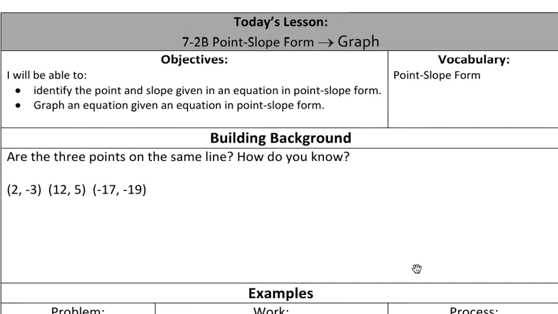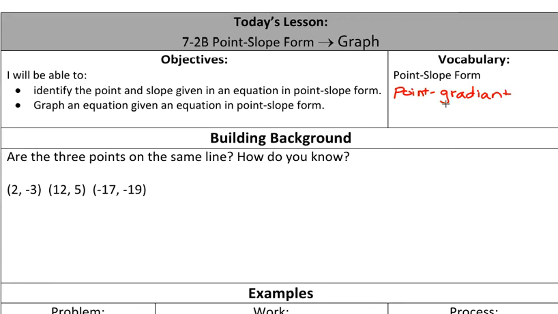So 7.2b, we're going to go from point slope form to a graph. Remember that IXL, for some reason, I think it's goofy, they call this point gradient form. So that's the same thing, point gradient. I'd never heard of that, but I think they say it in South Africa. A lot of people use IXL in South Africa.